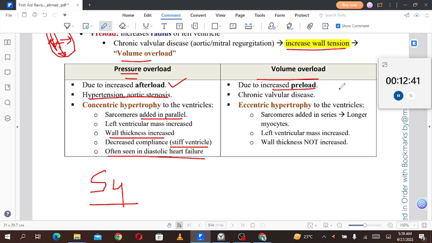For example, there is increased venous return due to some reason, there is hypervolemia due to some reason, or maybe there is chronic valvular disease like valvular regurgitation. There will be eccentric hypertrophy of the ventricles. The sarcomeres are added in series, right? We'll talk about that later on. Sarcomeres are added in series, longer myocytes, ventricle mass is increased, and wall thickness is not increased, just the size is increasing, and the mass is increasing.